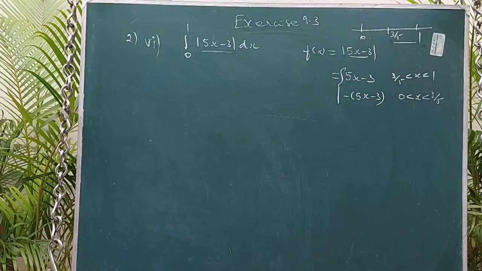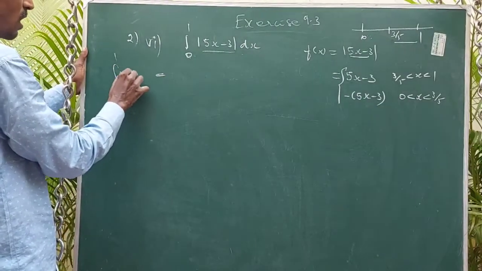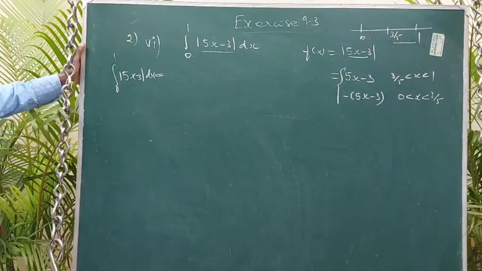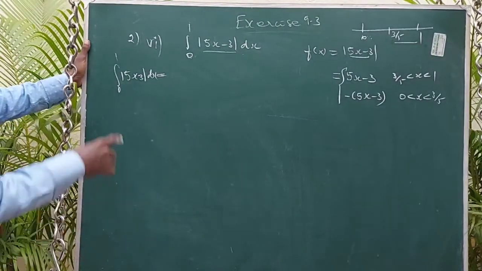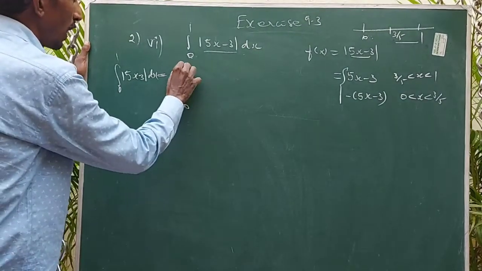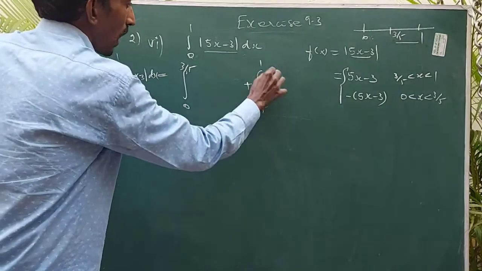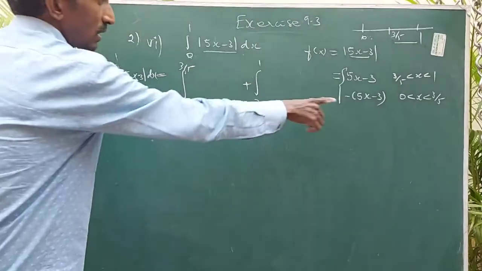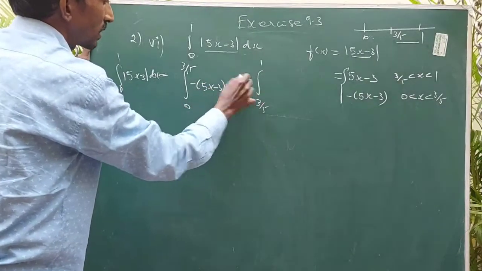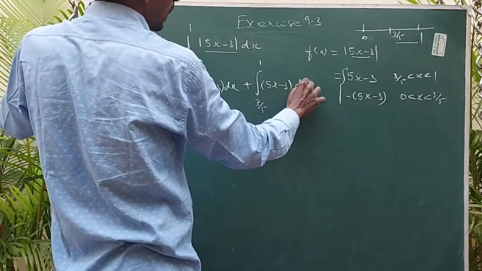Now this given integral, 0 to 1 modulus of 5x minus 3, can be divided into two integrals using property number 3. So integral 0 to 3 by 5, plus integral 3 by 5 to 1. In the first interval it is negative, so minus of 5x minus 3 dx. Here it is positive, 5x minus 3 dx.